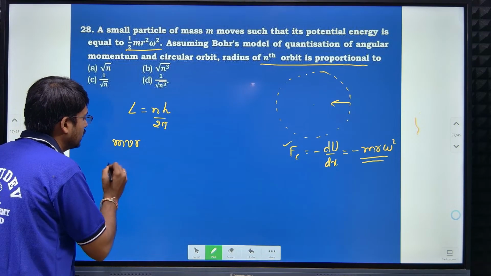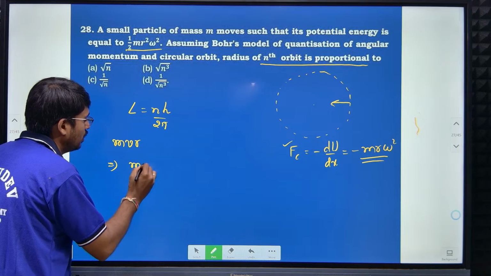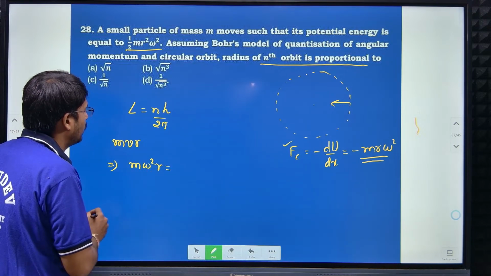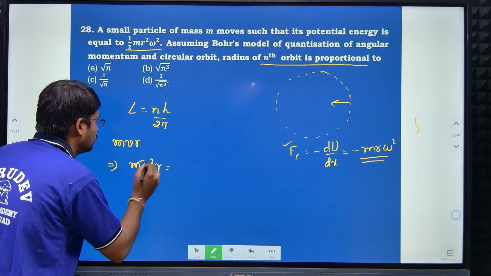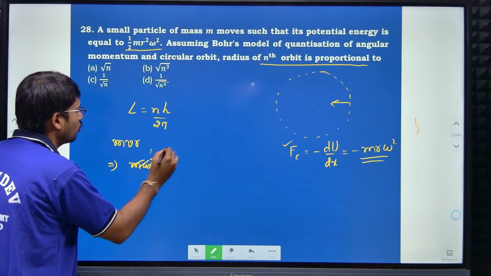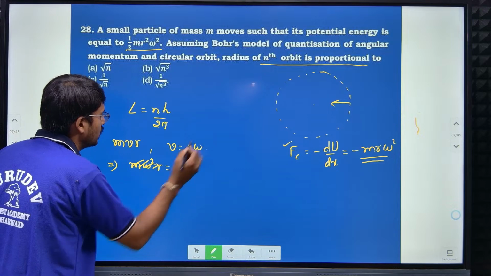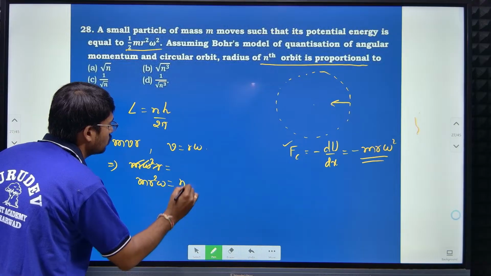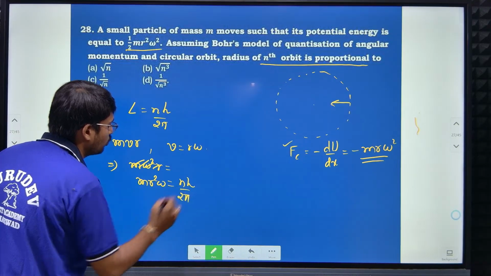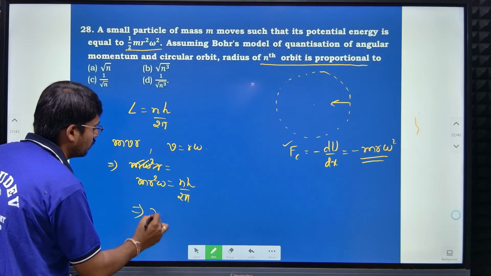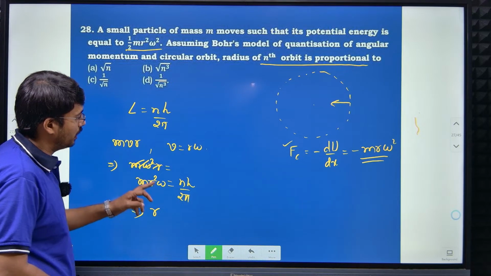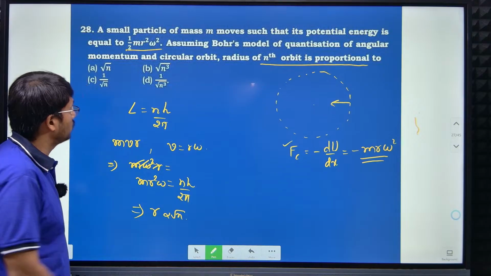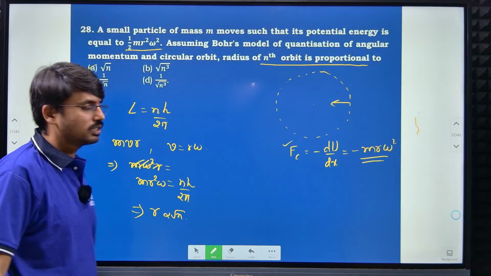So v equals r omega. As a result, we get m r square omega, which equals n h by 2 pi. And as a result, what's the equation for r? r square is directly proportional to root of n. So the first option is the right answer.